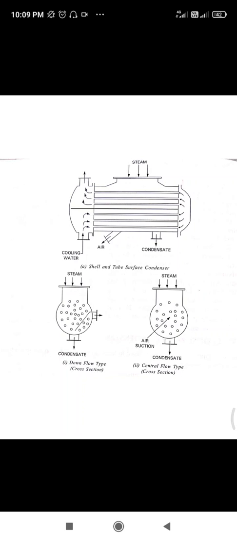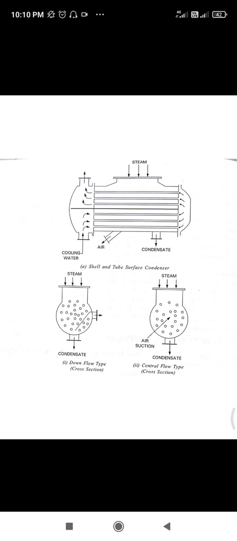Surface condensers are widely used in large power plants. The common types are shell and tube surface condensers, inverted surface condensers, evaporative condensers, and regenerative type condensers. There are four types of surface condensers which we will discuss now. The shell and tube type has two types of condensers, that is the downflow surface condenser and the central flow surface condenser. First we will discuss the shell and tube surface condenser.